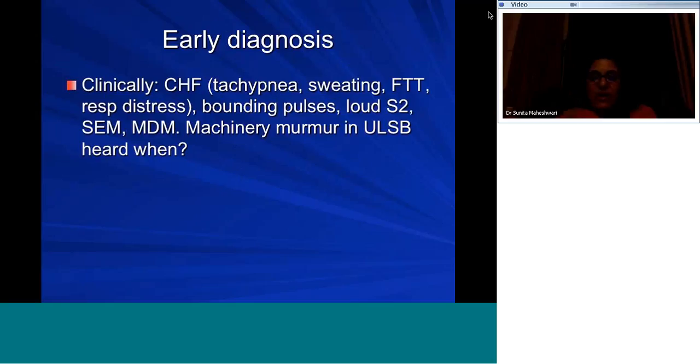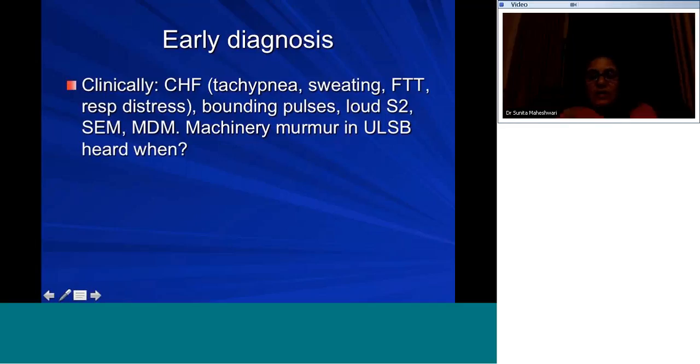PDA, heart failure with bounding pulse. What else? PDA, severe AR, okay, severe AR. What else? Bounding pulse, heart failure. Truncus, hemitruncus, right? All of these will give you bounding pulses and heart failure.